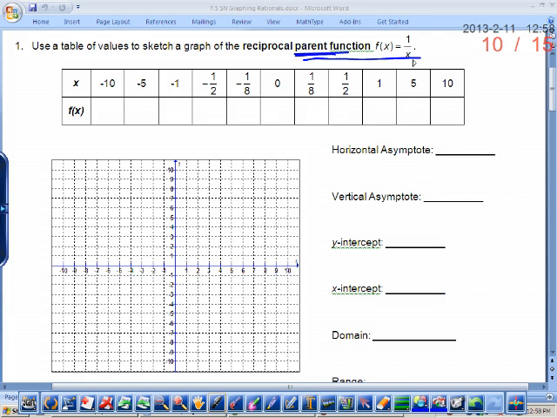Let's fill out this table. If I were to plug in negative 10, what am I going to get? Okay? If I were to plug in negative 5. Negative 1/5. What if I plug in negative 1? 1. What if I plug in negative 1/2? Negative 2. Dividing by 1/2 is the same as multiplying by 2. What if I plug in negative 1/8? Negative 8. What if I plug in 0? Undefined. Why? Yeah, you can't have 0 in the denominator. So at x equals 0, this function is undefined. The reason is that we can never divide by 0.